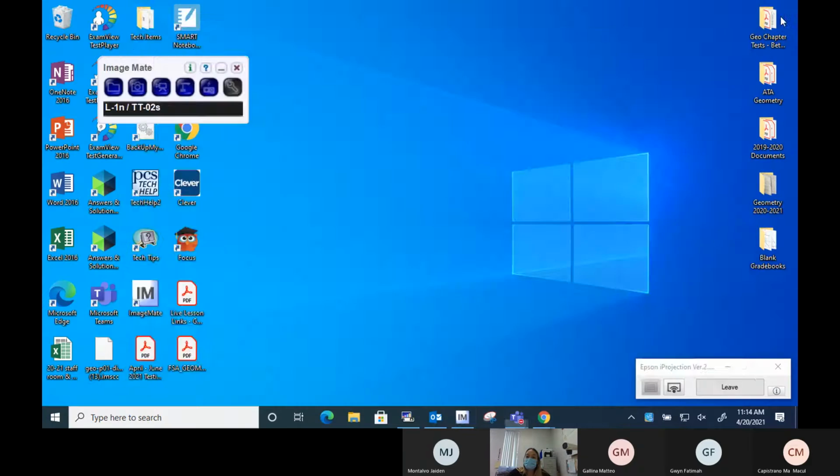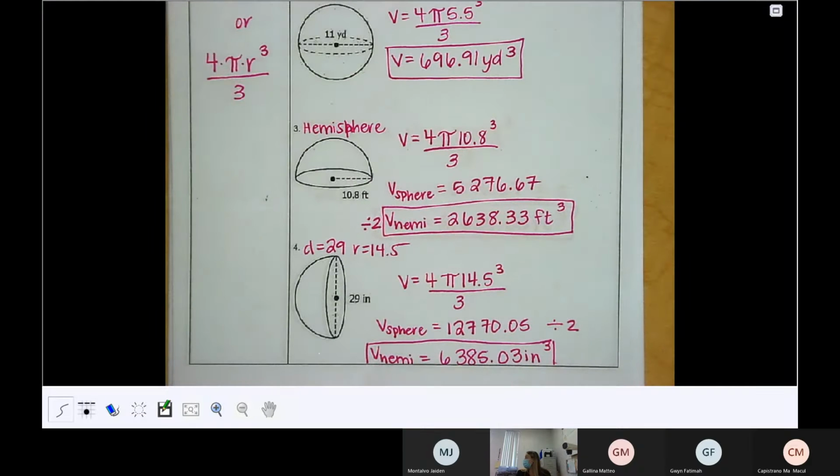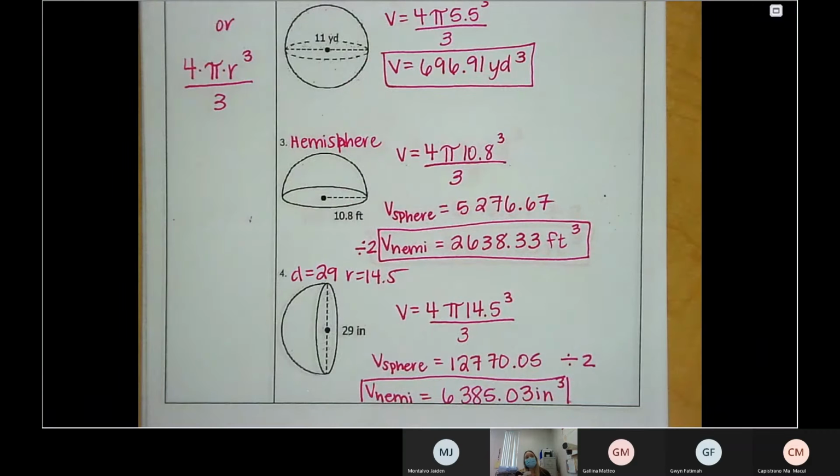All right, what questions can I answer? Because I see a couple faces of like, whoa. What do you mean? Which one? For number 3, so I found the volume of the sphere first, right? So I used the radius. I just plugged it into the equation, 4 times pi times radius cubed divided by 3. That gave me the volume of the whole sphere. And then to find the hemisphere, I took that number and divided it by 2. I took half of it. So I followed the regular formula first, and then I divided by 2 when I was completely done with it.